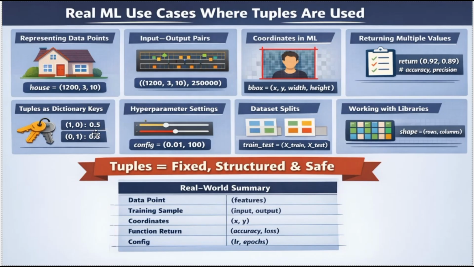Tuples as dictionary keys. Tuples can be used as keys in a dictionary, but lists cannot. Hyperparameter settings. These are model settings. We don't want them to change accidentally. Tuple ensures fixed configuration.